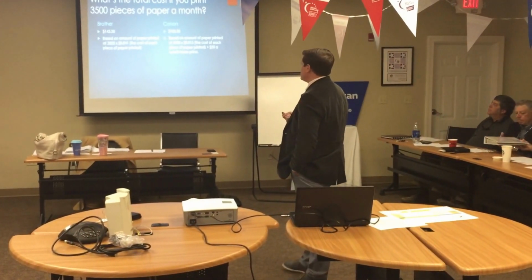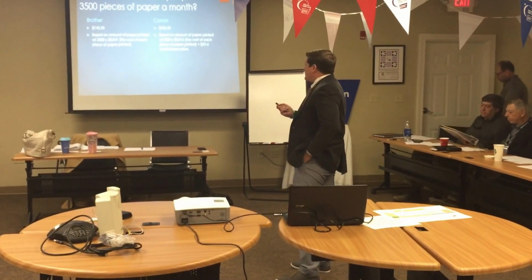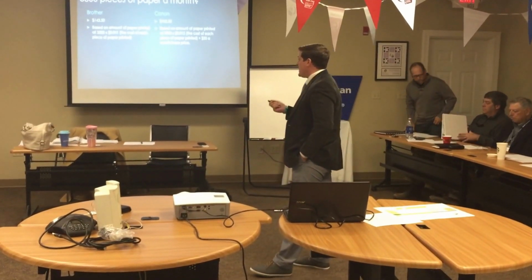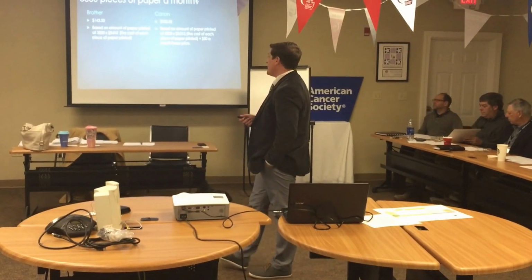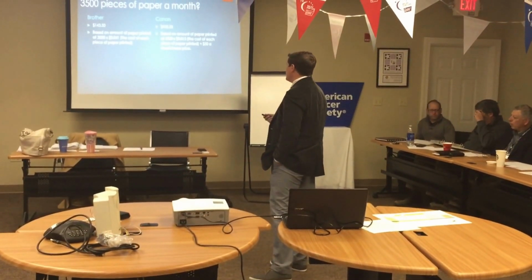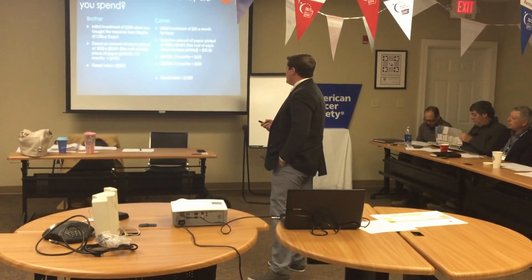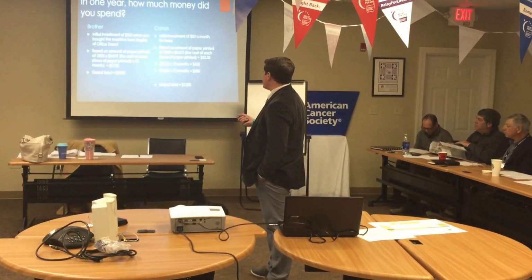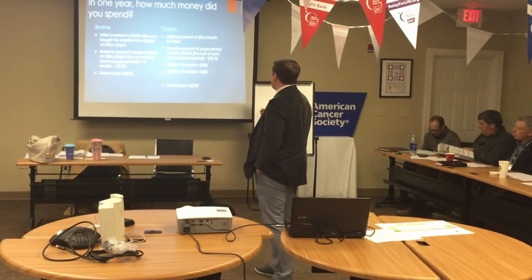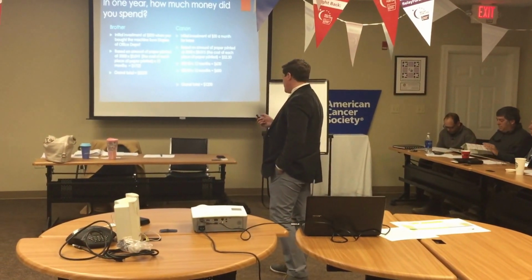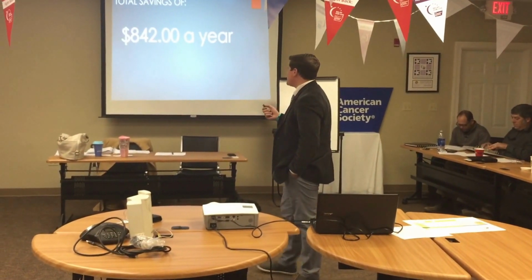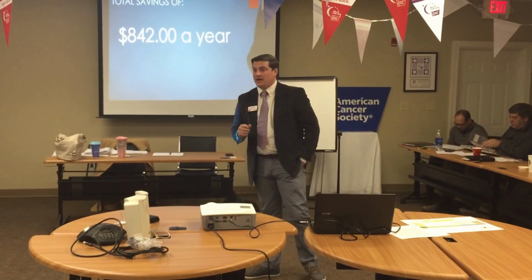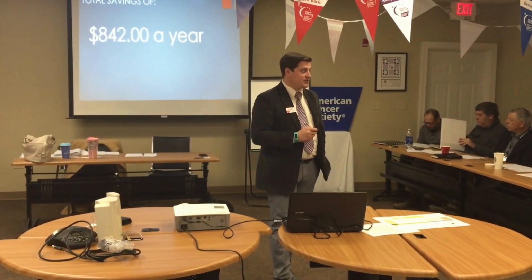This is where cost comes into effect. 3,500 pieces of paper a month through that printer would cost $143.50. Through a Canon, $102.50. Grand total after a year, $2,072 you spent in that Brother. With a Canon, you spent $1,230. You save yourself $842 a year by not going to Office Depot and buying that machine.